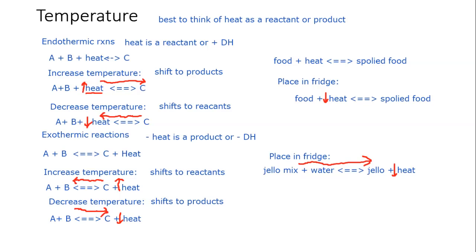I mean, it's a very simplistic explanation of the making of Jello. So that's how temperature affects equilibrium.